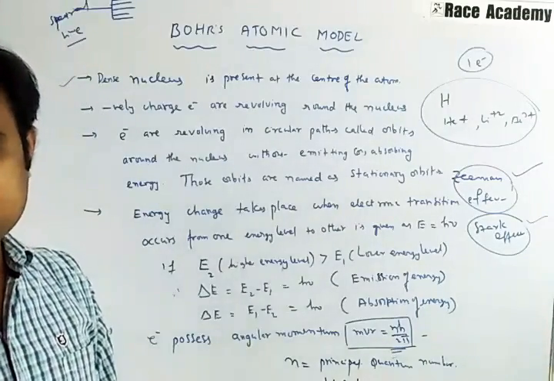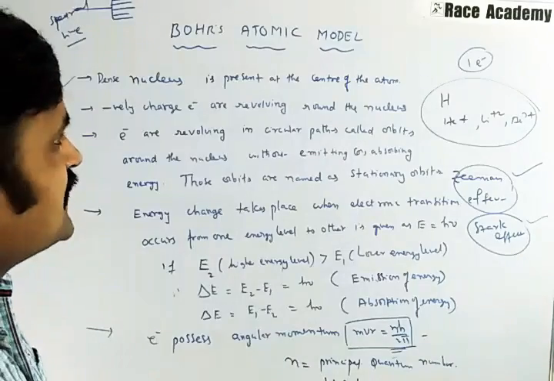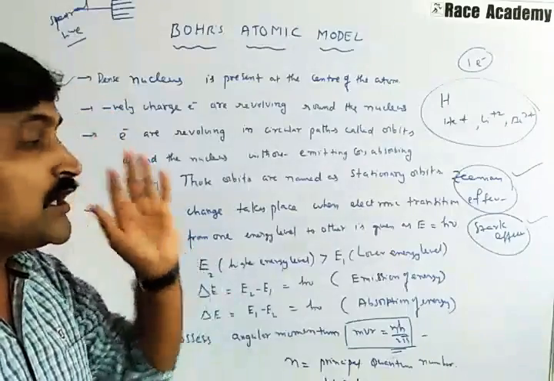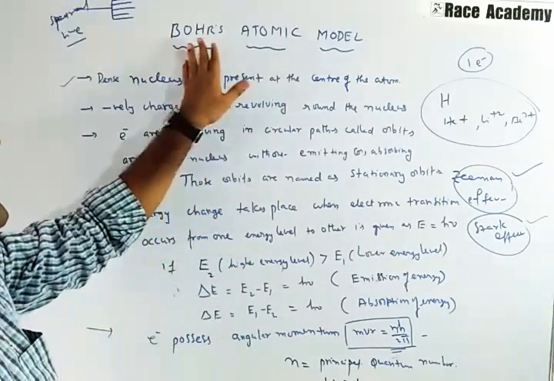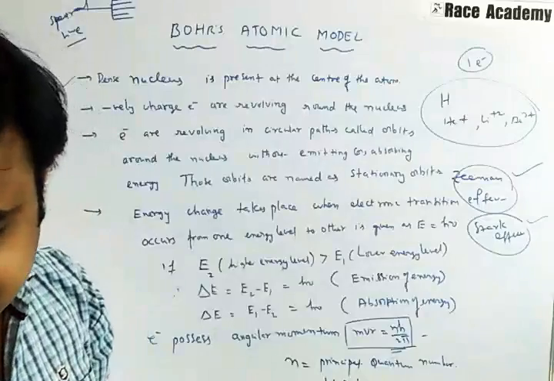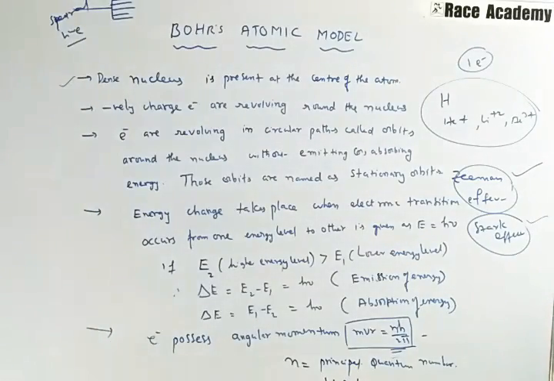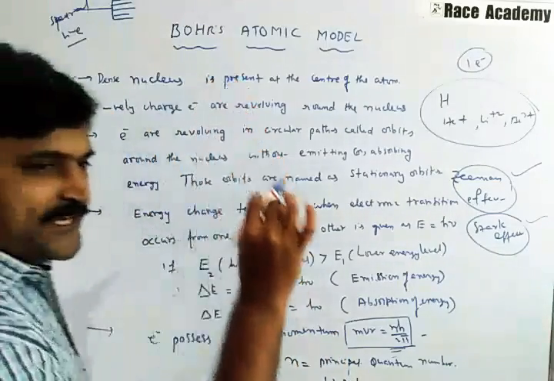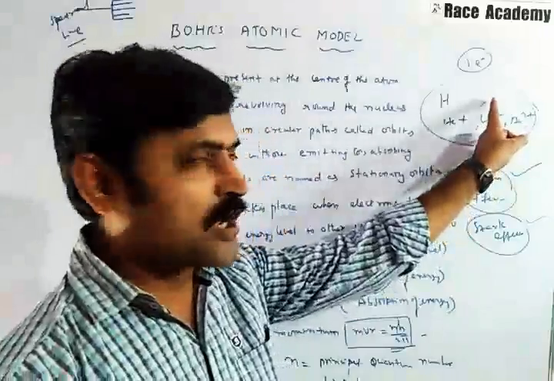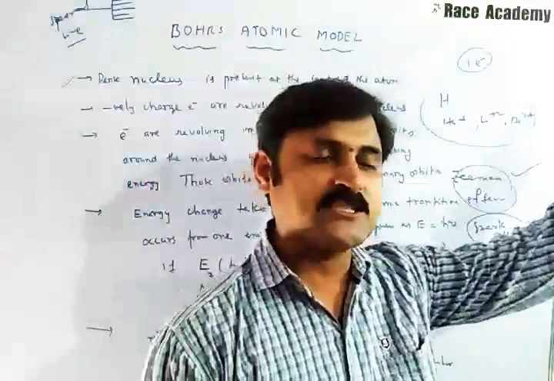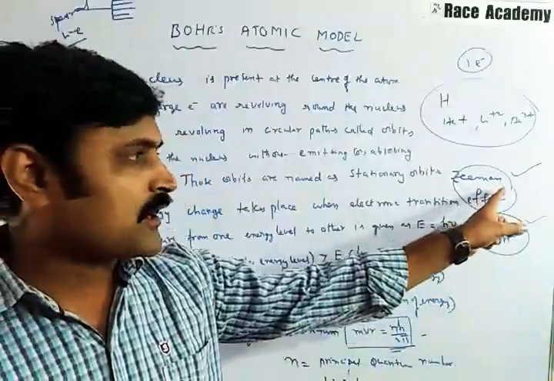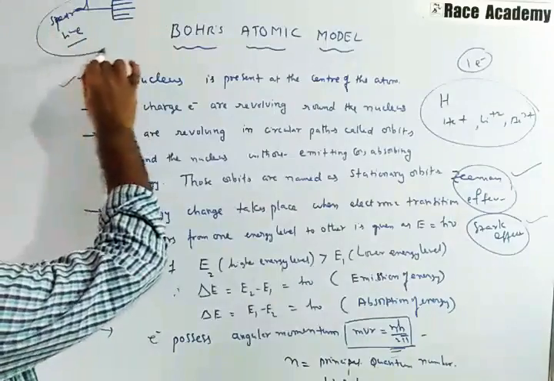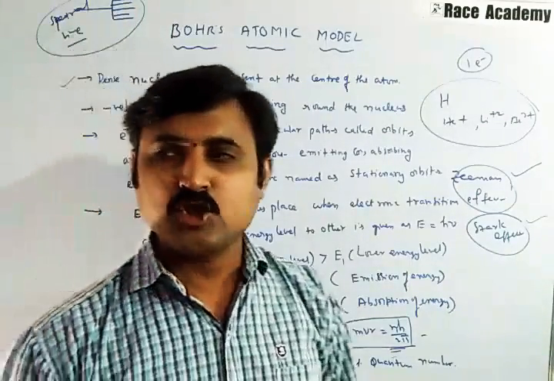Next, de Broglie suggested there is a dual behavior of electrons. That dual behavior of the electron is also not successfully explained by Bohr's theory. So Bohr's theory completely failed in explaining the spectral lines of multi-electron species, and also failed to explain the splitting of spectral lines in the presence of electric and magnetic fields, called the Zeeman effect and Stark effect.